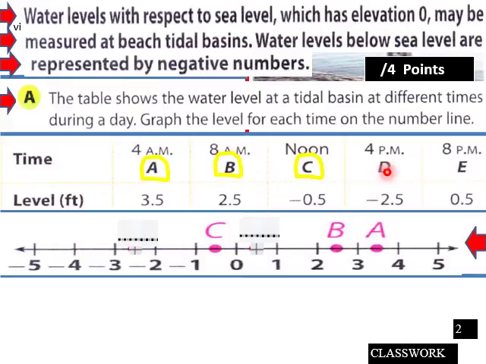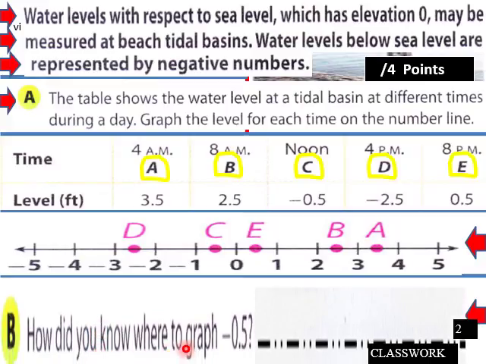And then 4 p.m., D would be negative 2.5. Where would that be? Negative 2.5 would be over here. This is negative 2, then a little bit further to the left of negative 2 would be negative 2.5, and then E would be 0.5. Wouldn't that be here? Yeah, it'd be there. So that'd be 0.5 for E.